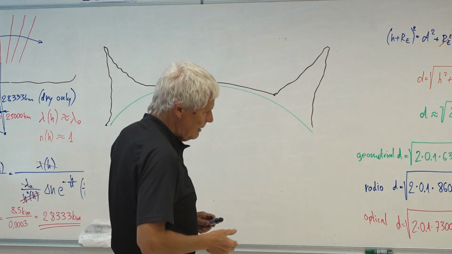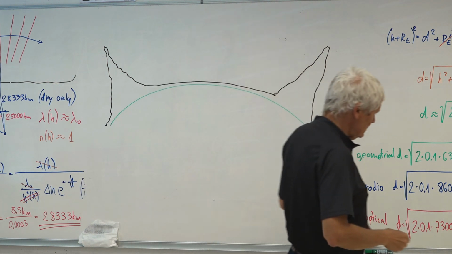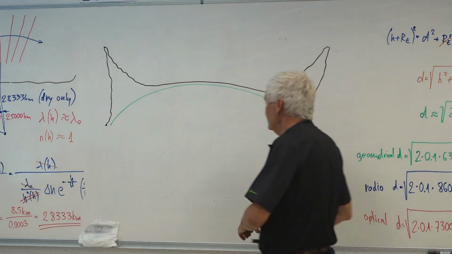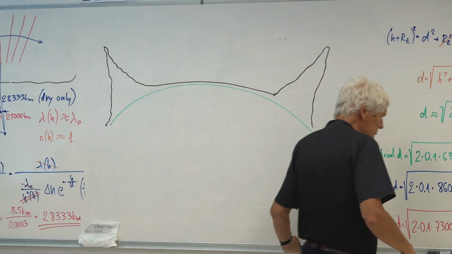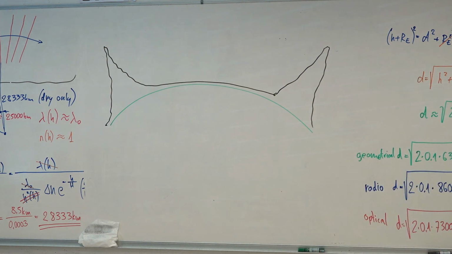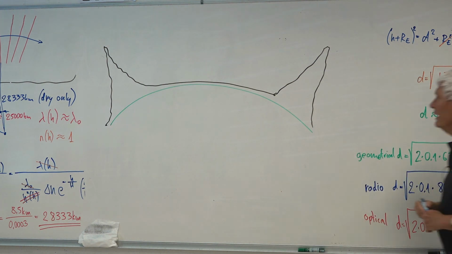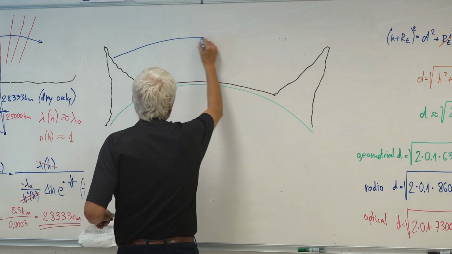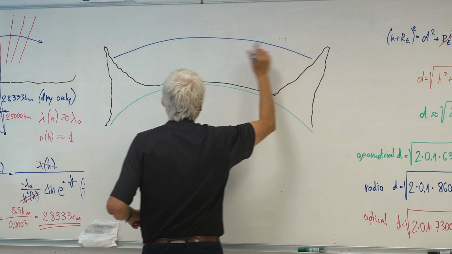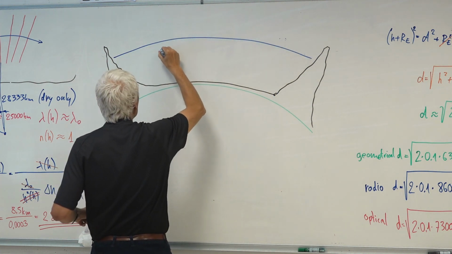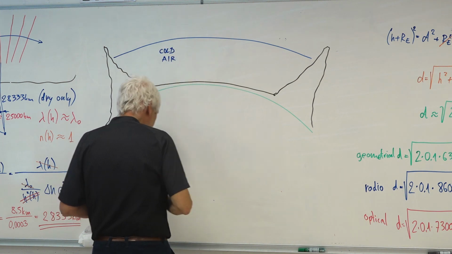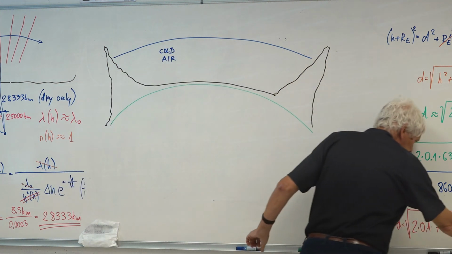What now may happen in certain meteorological conditions? It may happen that I have so-called inversion. I have a temperature inversion of still cold air in my closed mountain valley. So I have cold air, and I have warm air on top of it.